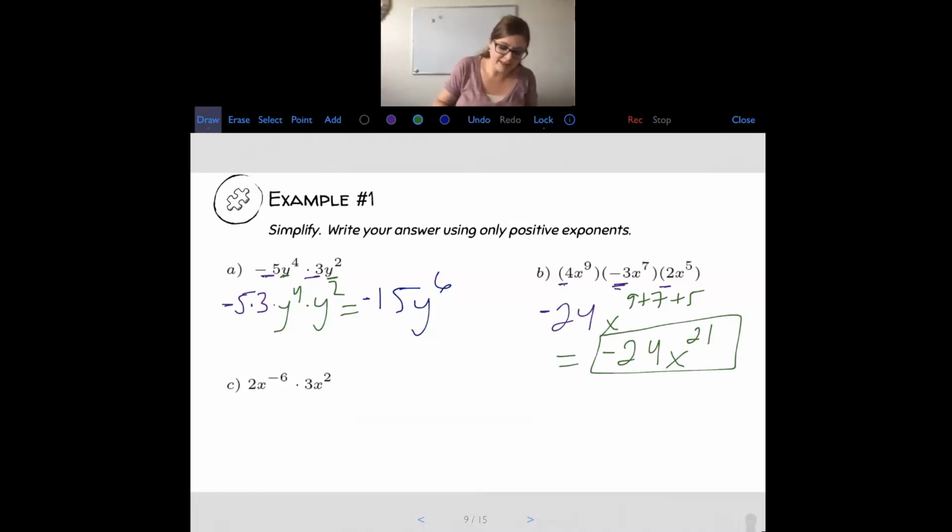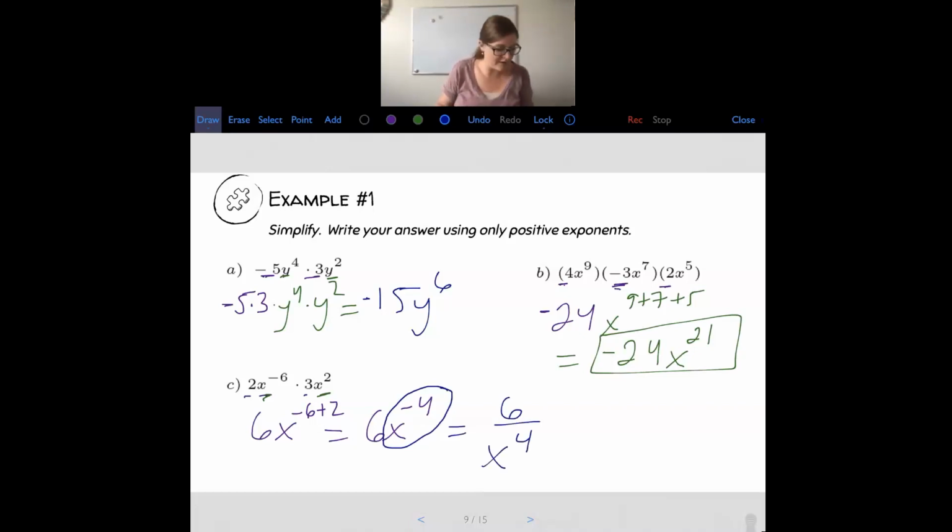Okay. And for the last one, part C, we have 2 and 3. And then we also have x to the negative 6 times x squared. So 2 times 3 gives us 6. X to the negative 6 times x squared. So this gives us 6x to the negative 4, and we're supposed to write our answer using only positive exponents. So remember, this piece is the only thing we have to move in order to make the exponent positive. The 6 does not have a negative exponent. So this becomes 6 over x to the fourth power.